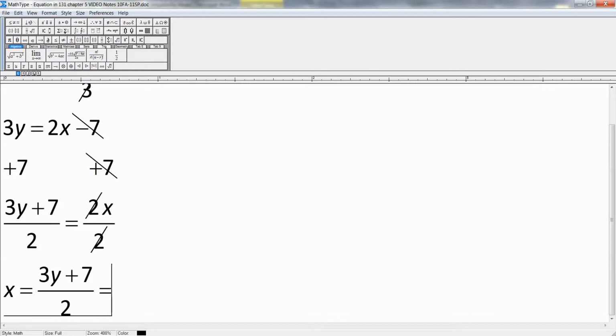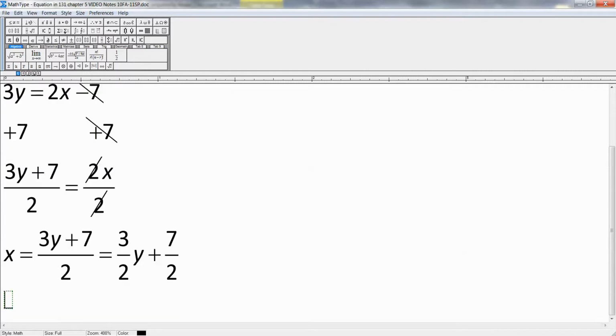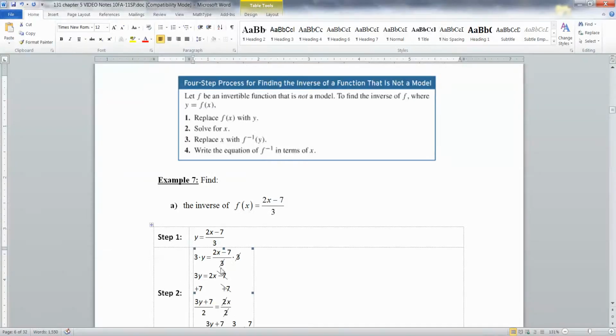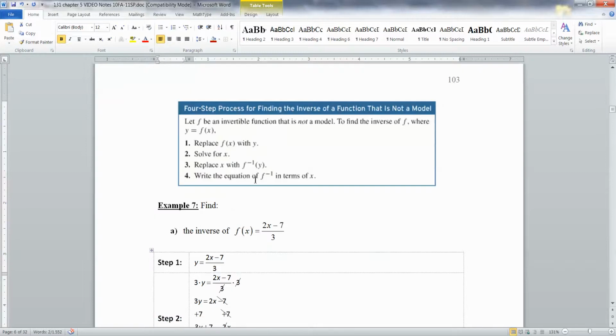So if you've got to write it longhand, like for my math lab, say, for your homework, then write 3/2 y plus 7/2. And nothing's stopping you from finding a decimal approximation from those if you really want to, but you know, there's not much point. All right, so that is step 2. Done. Step 3. Step 3 is you need to replace x with f inverse of y.